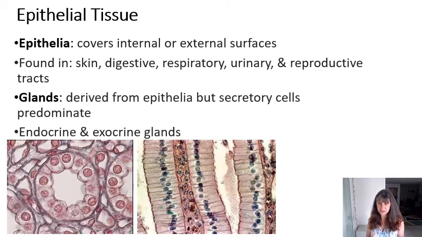An example of an endocrine gland would be the thyroid gland or the pituitary gland. Those are going to secrete hormones or chemical messengers that are going to travel through the bloodstream and get to specific target organs. Exocrine glands, your sweat glands, are a great example of exocrine glands. Salivary glands are another good example of exocrine glands.